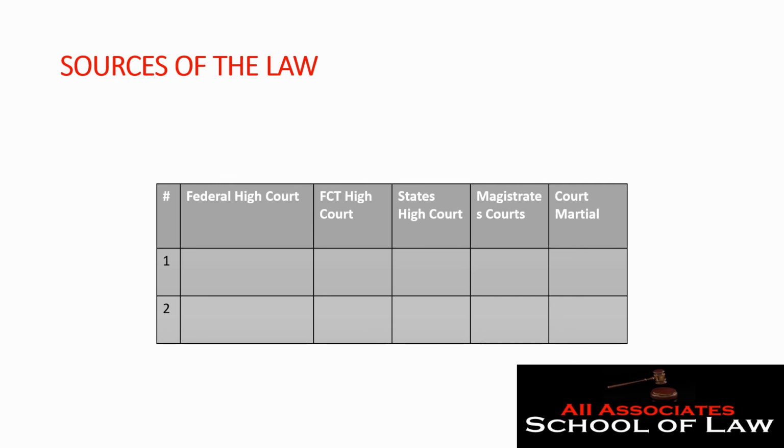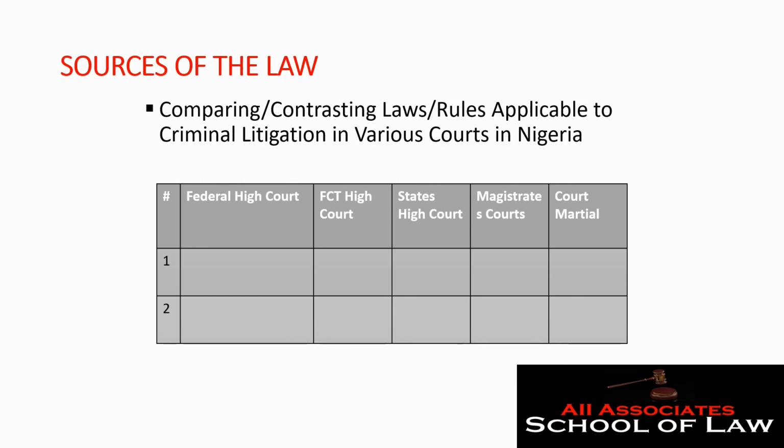So we now have our take-home assignment: comparing and contrasting the laws and rules applicable to various courts in Nigeria. Basically, there are a minimum of two laws that are applicable to criminal litigation in the various courts on the screen. The question is, what two laws regulate procedure at the Federal High Court? What two laws regulate procedure at the AFCT High Court? What two laws regulate procedure at the various state high courts? What two laws regulate procedure at magistrate courts? What two laws regulate procedure at a court martial?